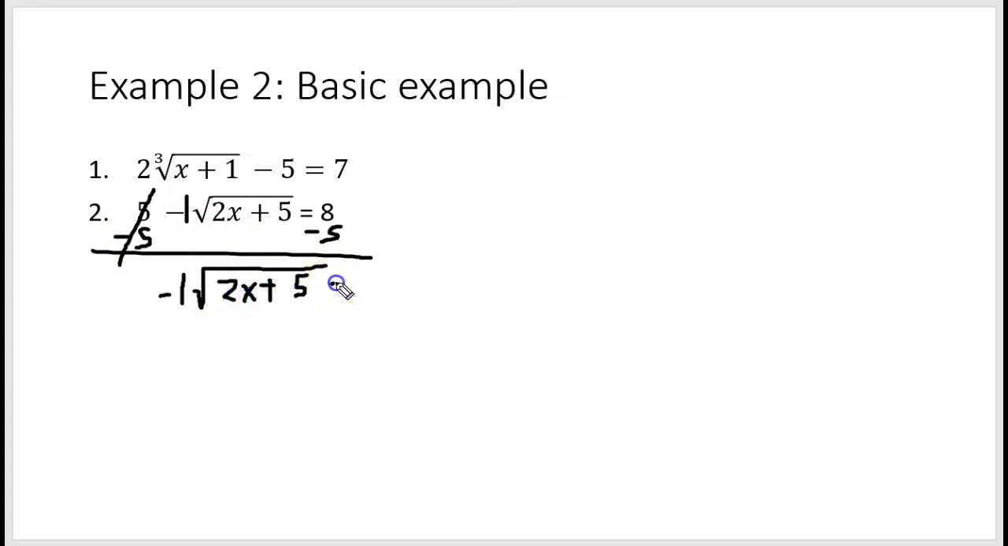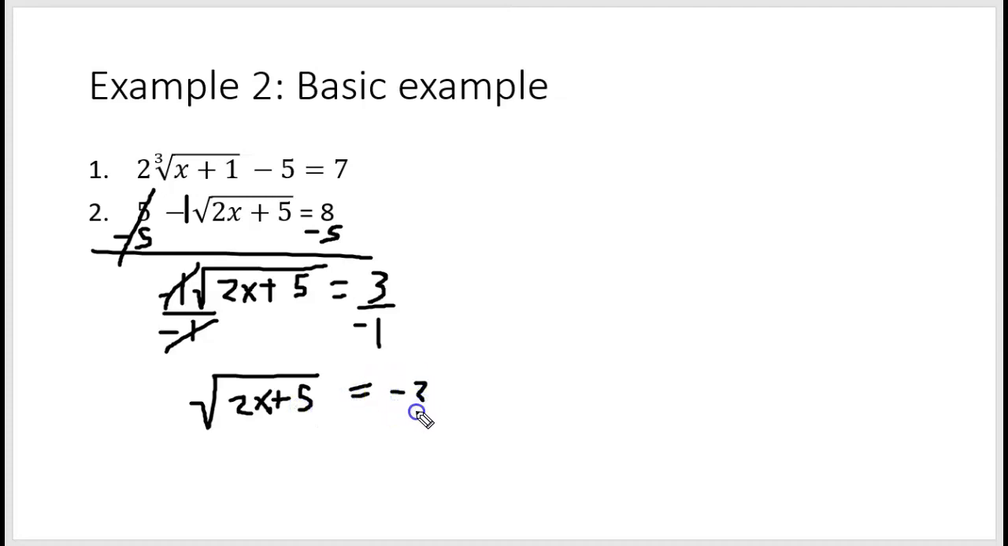Next, we need to get rid of the other number that's outside the square root, and that's that negative 1. So I'm going to divide both sides by a negative 1. Now, I have this. First of all, this is a square root, right? So there's like a 2 here. So what power would I raise this to? I would raise it to the second power.